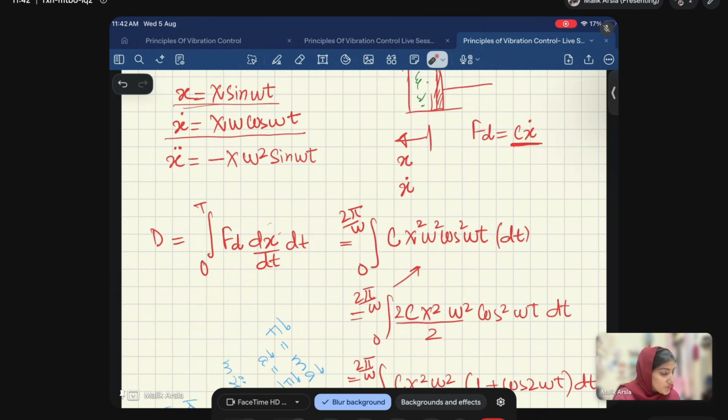Now we can put this Fd from here, which is c x dot. Here c is like this, and x dot you can put from here, which is x omega cos omega t. Then we have dx upon dt, which is again x dot, so basically it is c x dot square, which is why we have squared this whole term. So it's c x square omega square cos square omega t into dt.